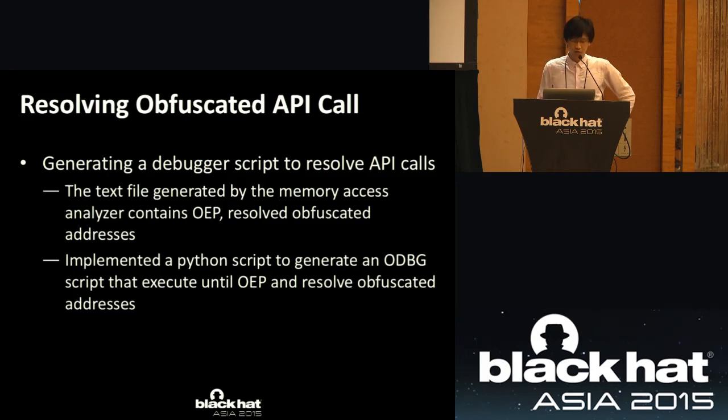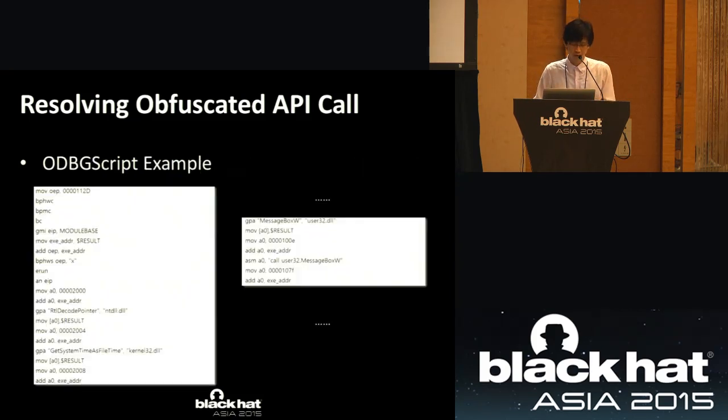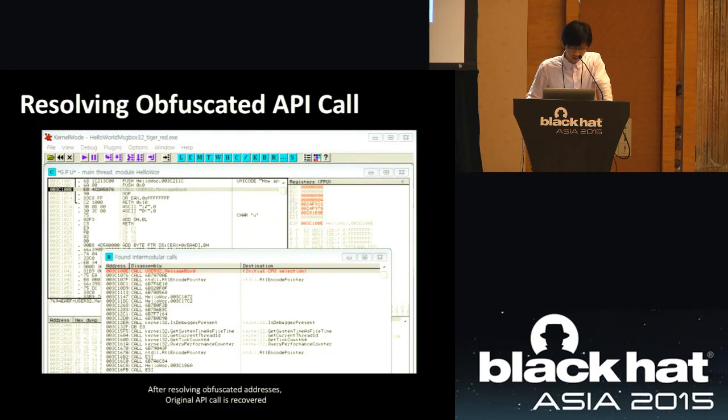So instead, I generated a debugger script to resolve API calls. The file generated by the memory access analyzer contains the OEP and resolved obfuscated addresses. And I implemented a Python script to generate a debugger script that executes on the OEP and resolves obfuscated addresses. So this is the result. The syntax is weird, but it works. And after resolving the obfuscated API call, the call to the allocated address changes to the API function we know.